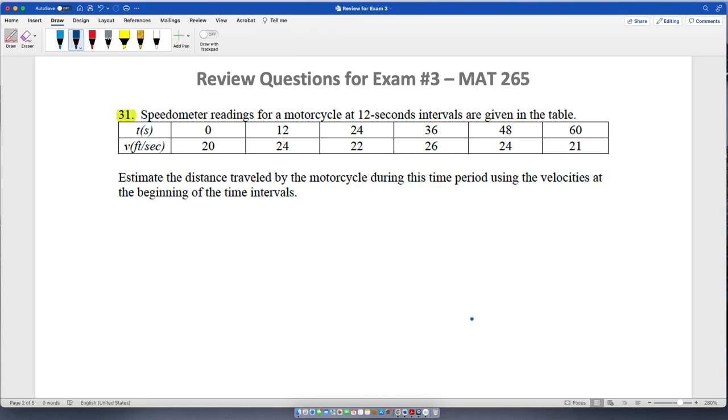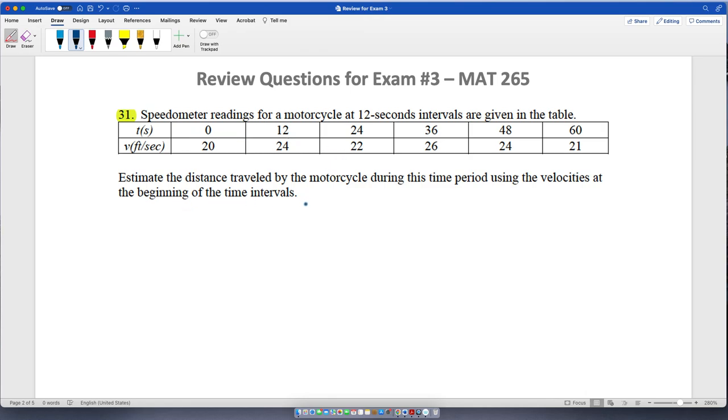This was 5.1, but this was, yeah, the starting. So this is sort of like the start for Riemann sums. We've got speedometer readings, 12 second intervals. Notice they've already given us the information in feet per second. They're measuring every 12 seconds.